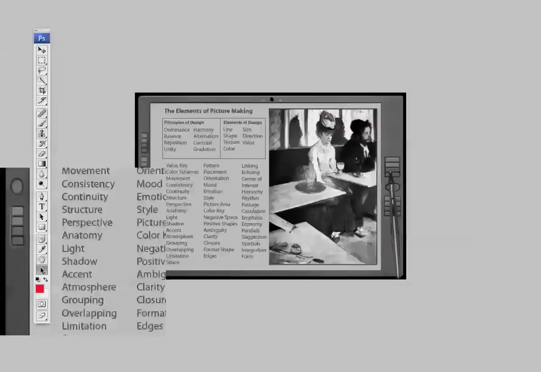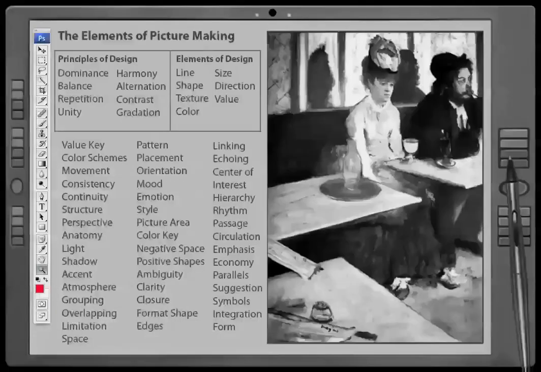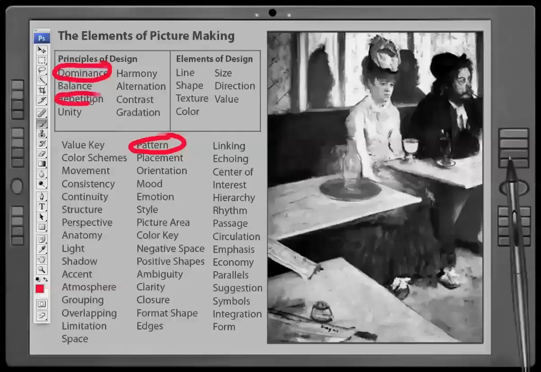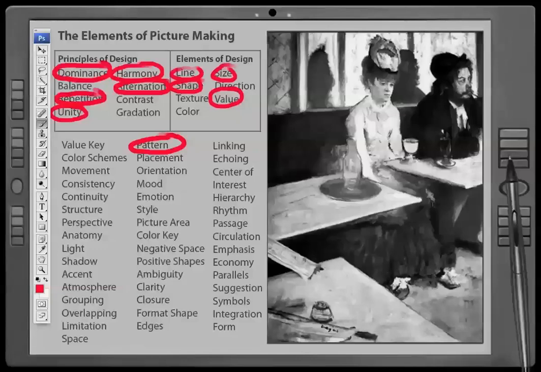Now let me go back up to actual size, and later in the course you'll be learning more about value patterns. So there's another element that Degas uses, in addition to dominance that I pointed out to you, and repetition, and alternation, line and shape and size and value, and I mentioned unity and harmony that you'll be learning about later on in the course. There's also linking right here. You see, linking.